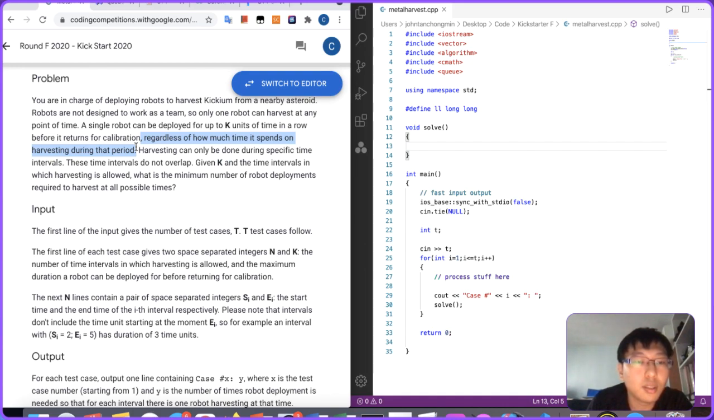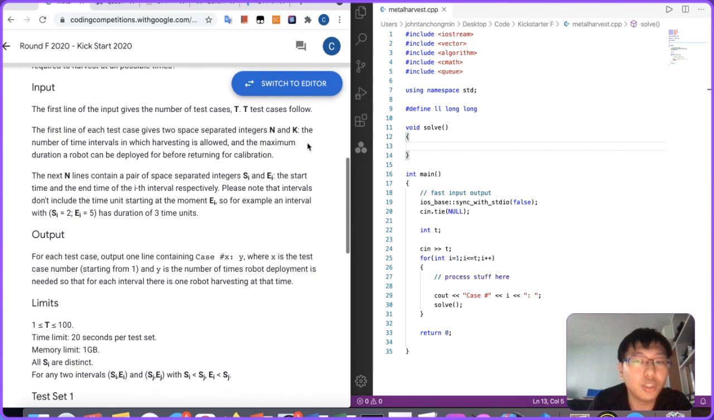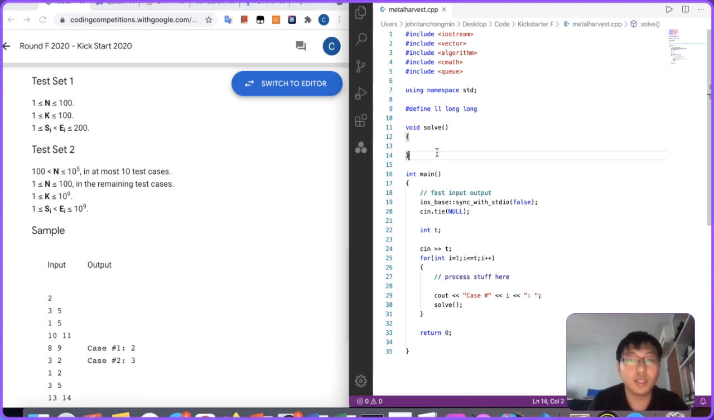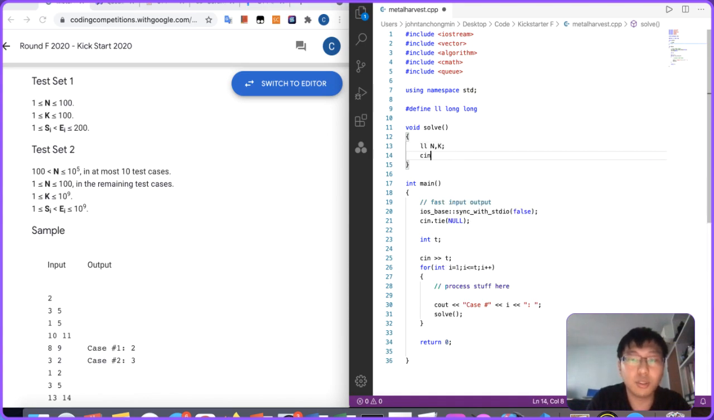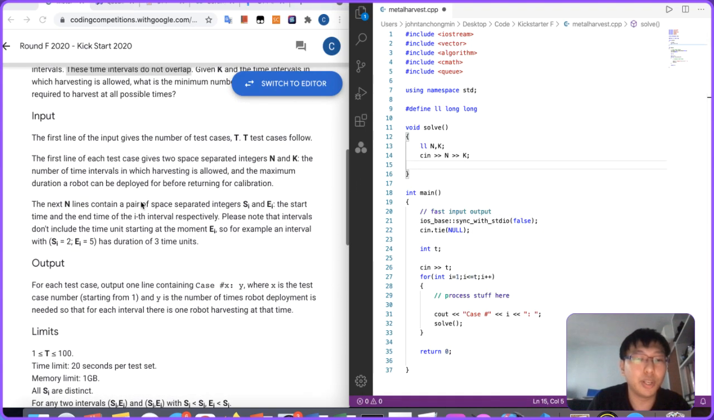Okay, time intervals. So this is an optimization problem where you need to optimize time intervals. The first line gives two space-separated integers n and k. N and k look quite big, so it's a long. So the first line takes in two numbers. I always like to do the input and output first. It's kind of brainless.